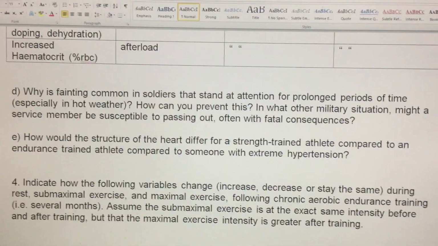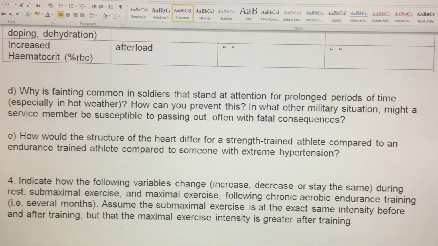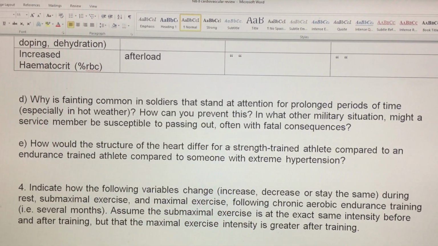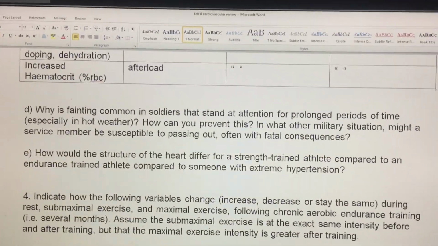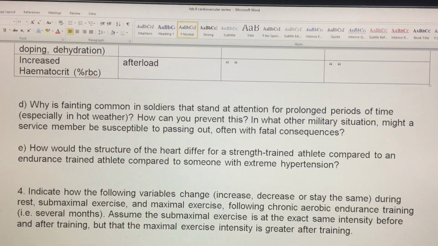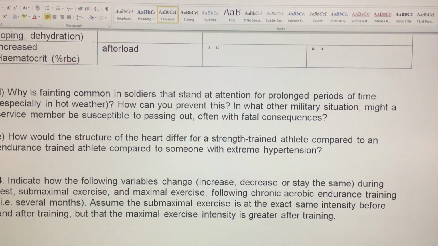So we were on this question: how would the structure of the heart differ for a strength-trained athlete compared to an endurance-trained athlete, and then compared to someone with extreme hypertension? There are different stresses placed on the heart in each of these situations.